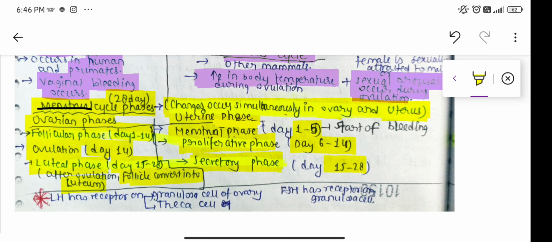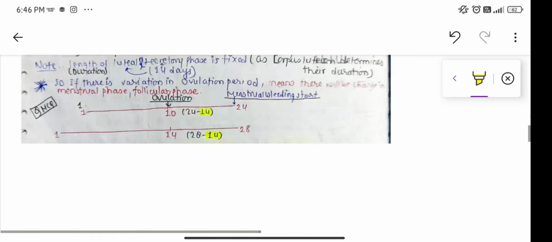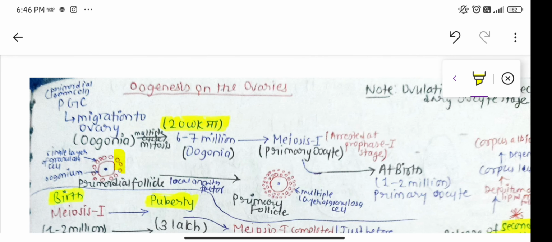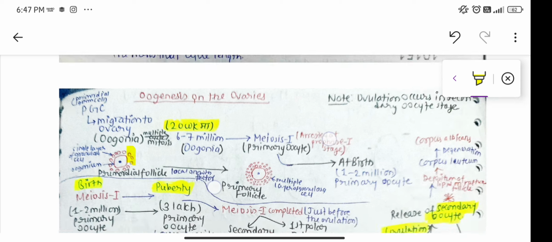And the next important thing is that LH receptor, luteinizing hormone receptor. These receptors are present on the granulosa cell of the ovary, as well as the theca cell of the ovary. So in the ovary we have the follicles, and these follicles have granulosa cells and theca cells. You can see in this figure that these are the cells. These granulosa cells have the receptor for LH, and LH will bind to this receptor and promote the maturation and proliferation of these follicles.